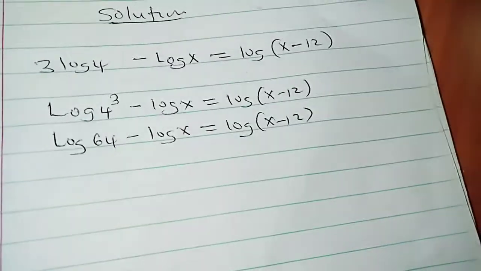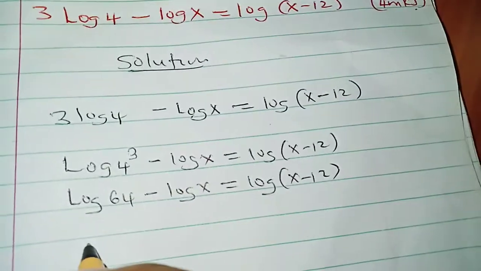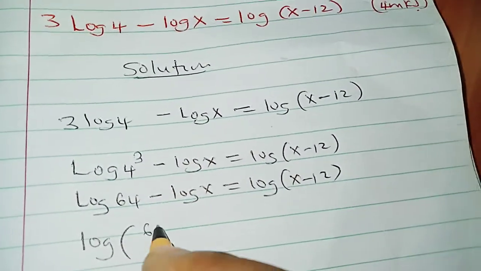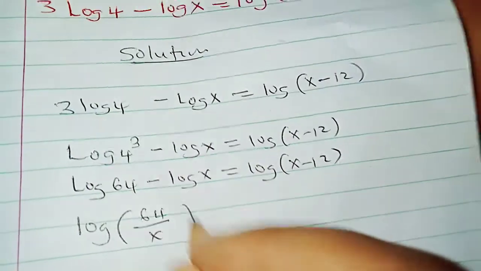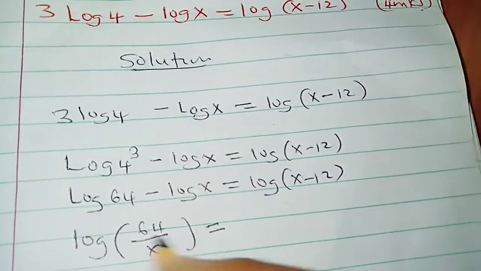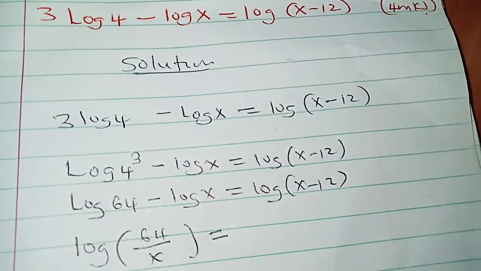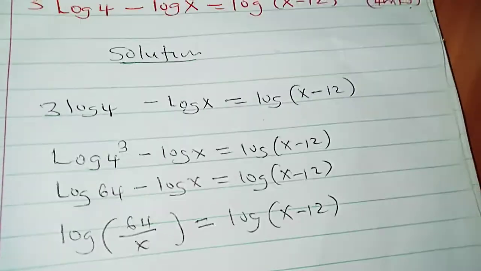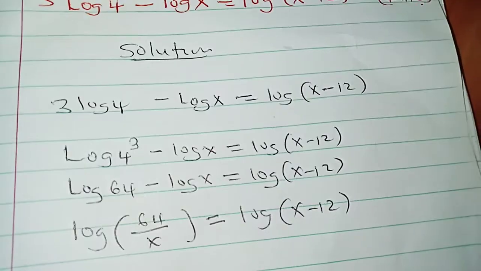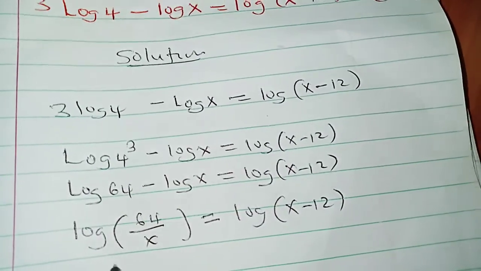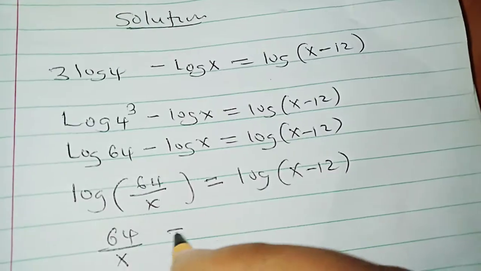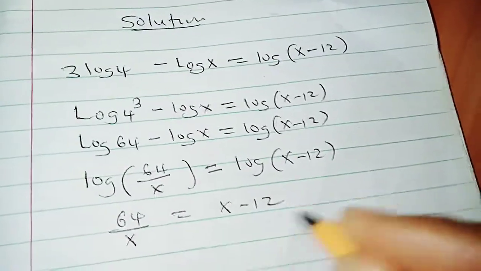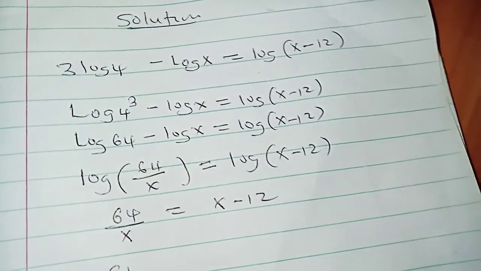Okay, so the second law says that if you have a subtraction, then that is like a division of the two numbers whose logs were subtracted, so that is equal to log (x minus 12). So we can drop the logs, and now we have 64 over x equals x minus 12. Okay, so this is a quadratic equation involving x.